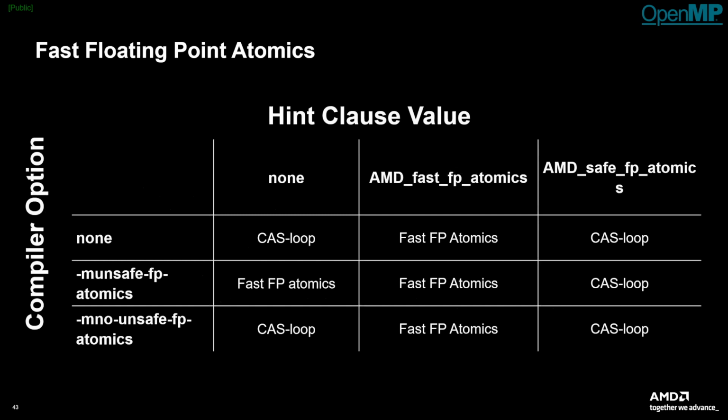So again, we have this table of how all of these things interact. And yes, it's confusing. But if we have our compiler flags with the unsafe floating point atomics, that turns on the atomics, unless we're using that safe floating point atomic flag.